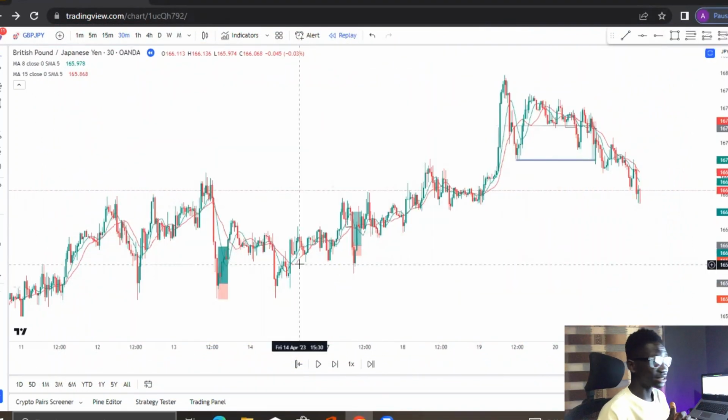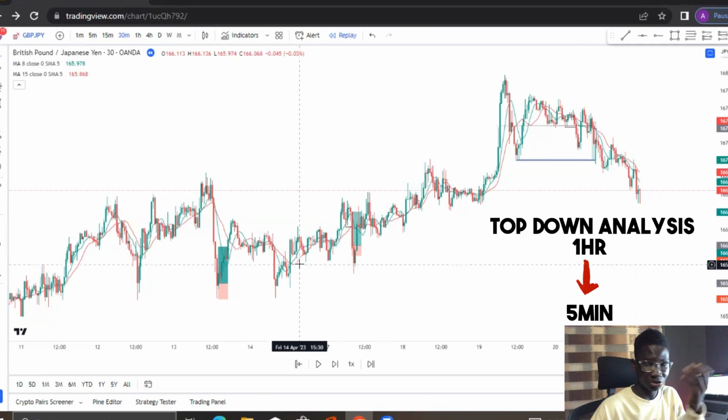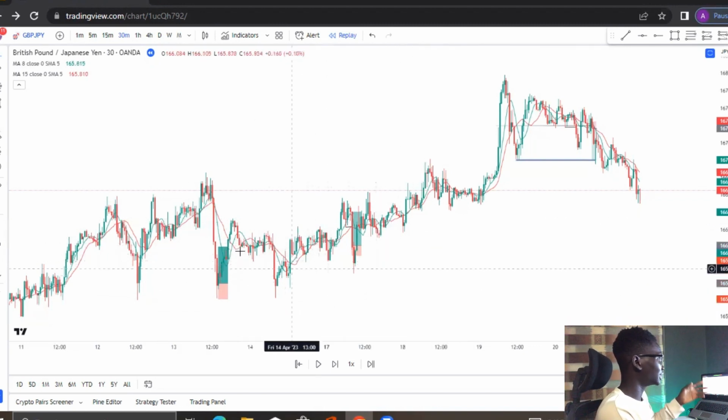Yeah, so here on my chart, guys, the first thing we need to identify is the market structure, and what we initially want to do is our top-down analysis. Top-down analysis in the sense that we want to analyze the chart from a higher time frame, either the 1 hour, the 30 minutes, or the 4 hour, depending on your style of trading, probably a scalper or a day trader or something like that. I'm definitely a scalper, so I like to do my top-down analysis from either the 1 hour or the 30 minutes.